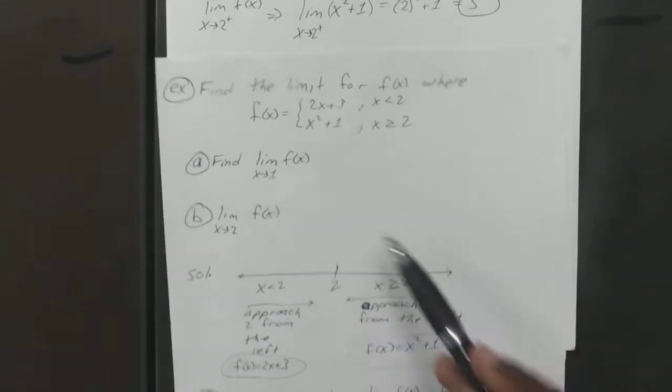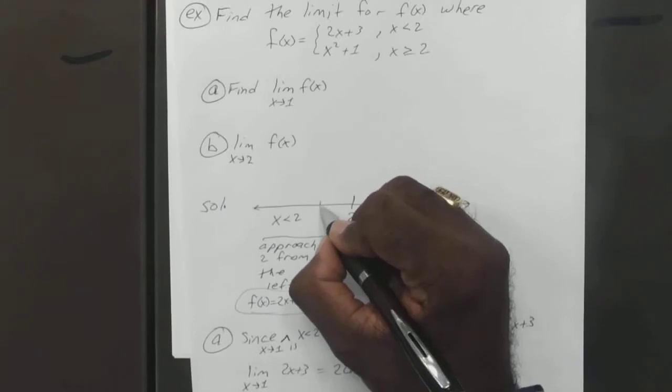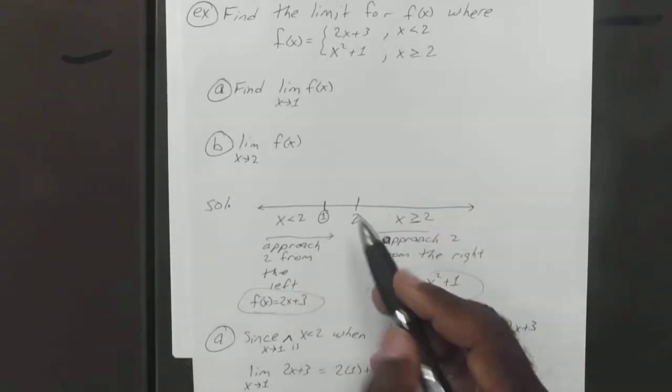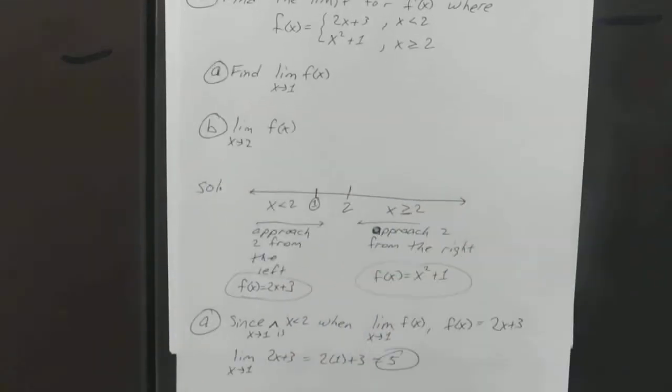But for A, if you notice, when you're approaching 1, 1 is right here. It doesn't matter if you're approaching from the left or the right, it's still going to be less than 2. So that's why we just had to use less than 2. 2.001, whatever, then we'd only use the 1. We'd only use the 1 equation.